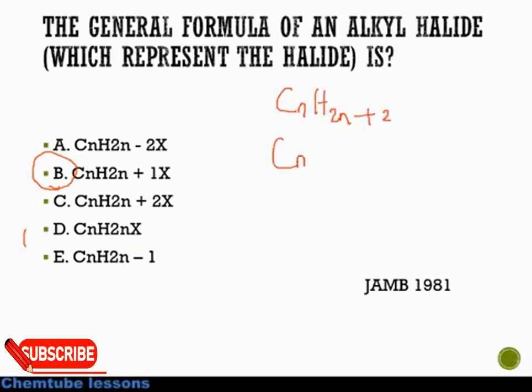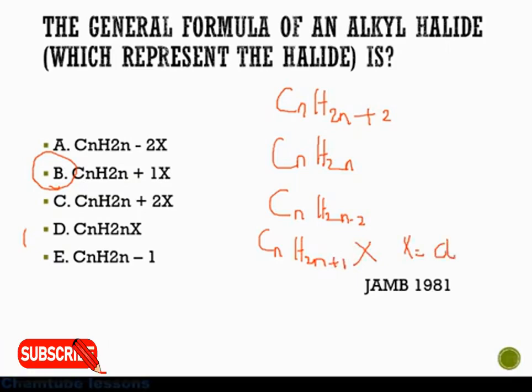Alkenes are CnH2n. Okay. Now, alkynes are CnH2n-2. Now, alkyl halides are CnH2n+1X, where X represents the halide. The halide can be a chlorine group, that's basically halogens. It can be a bromine group, it can be fluorine or iodine.